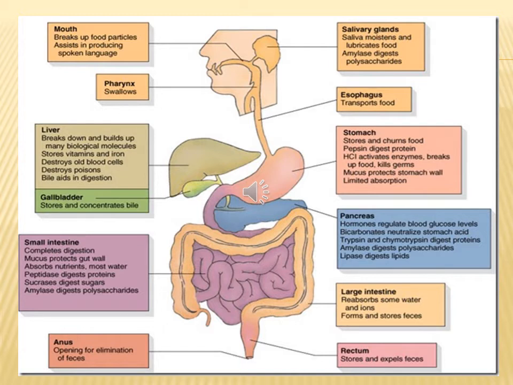The large intestine reabsorbs some water and iron, and forms and stores feces. The small intestine completes digestion and absorbs nutrients. The anus is the opening for elimination of feces. The rectum stores and expels feces.